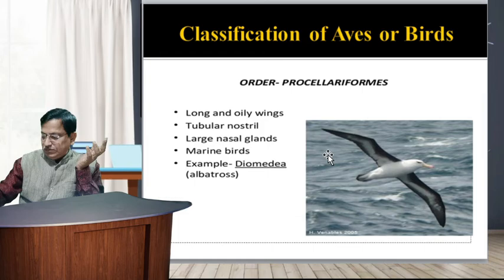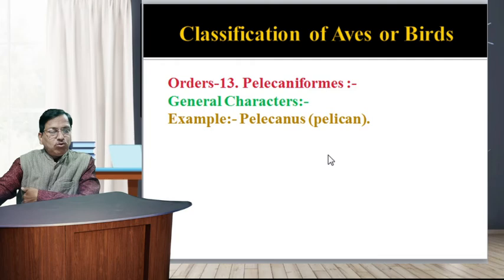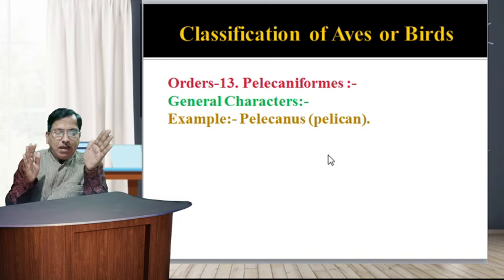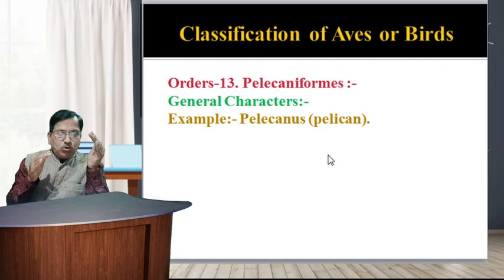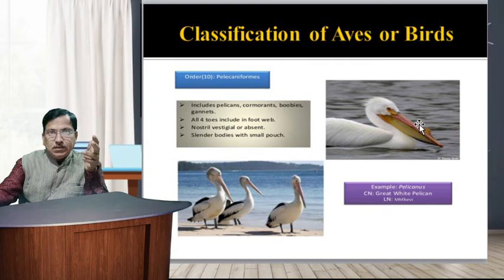Next, order 13, Pelecaniformes. General characteristics include pelicans, darters, gannets and cormorants, fish eating and colonial. Nests in colonies on rocks, beak long with a wide gap for catching and swallowing prey, nostrils vestigial or absent, feet four-toed and webbed, gular pouch present on the throat. Example is the pelican, the best example of this animal group. The beak is also very strong and modified for fish catching.